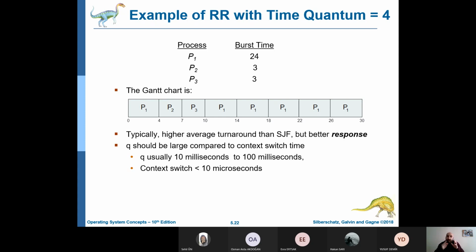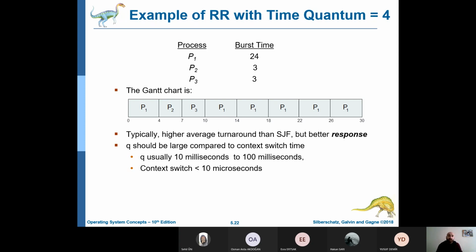So if we give an extreme quantum like that, this algorithm will work like the first come, first served algorithm. If we make the time quantum, let's say, 1 millisecond, that means we are going to execute P1 for 1 millisecond, and then P2 for 1 millisecond, and P3 for 1 millisecond.